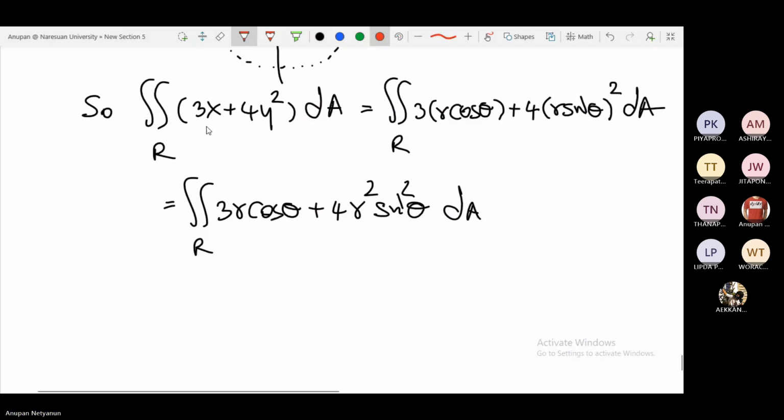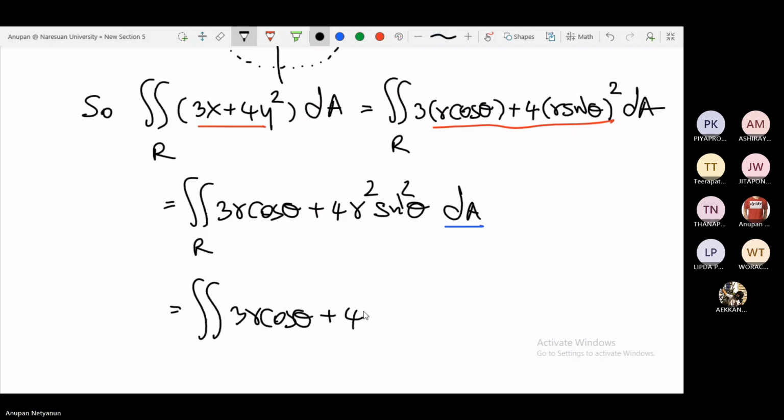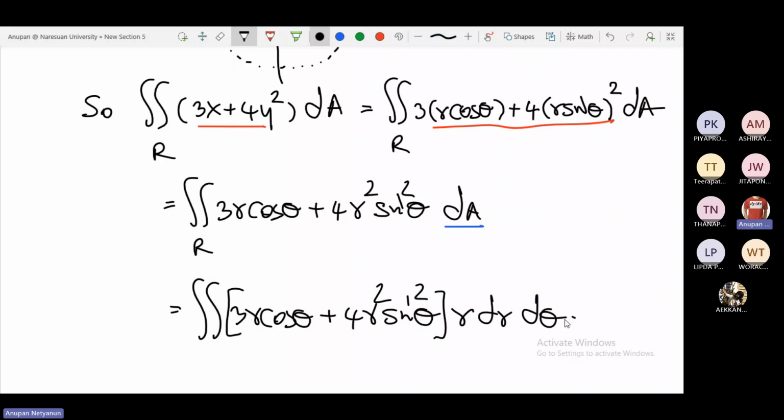Now I need to change dA into polar, which is: dA in polar coordinates is r dr d theta.